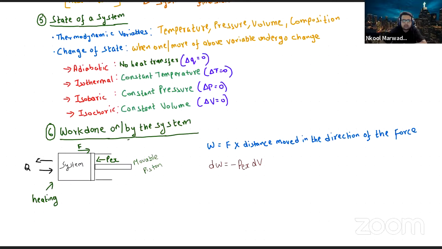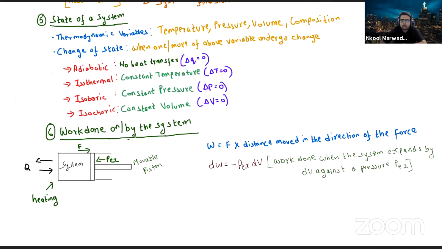So this I can write like this. Whatever I got, this is signifying the work done when the system expands by dV, a small change in volume, against the external pressure Pex. This is very clear.